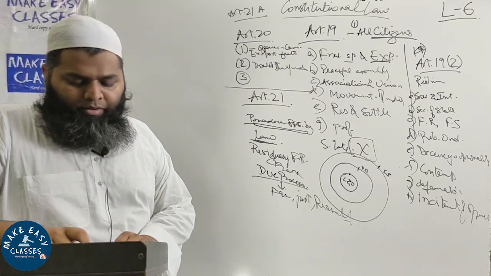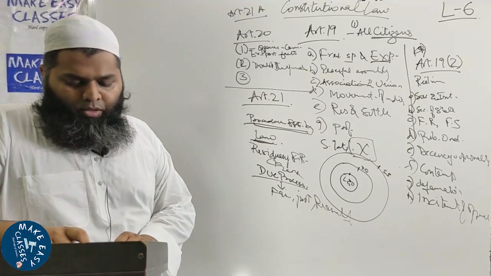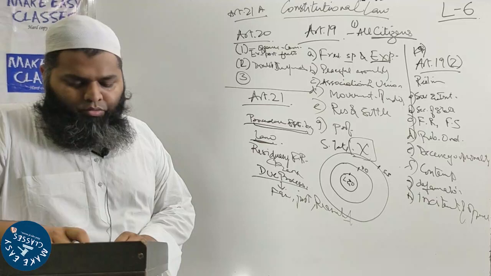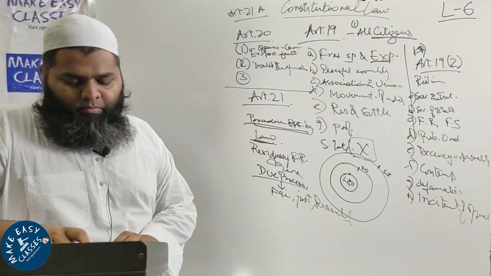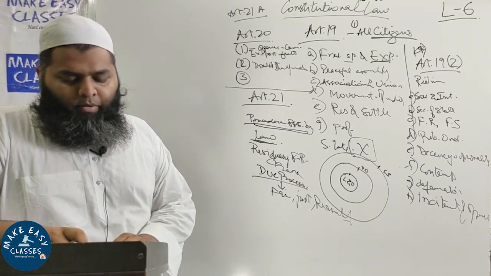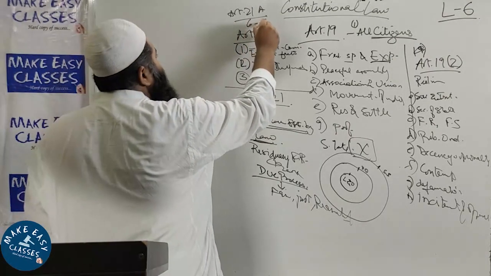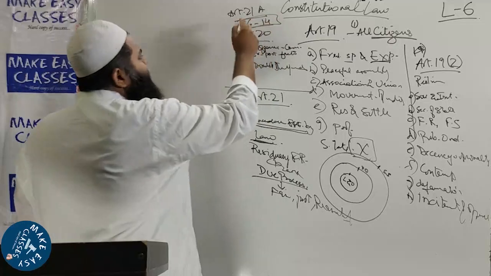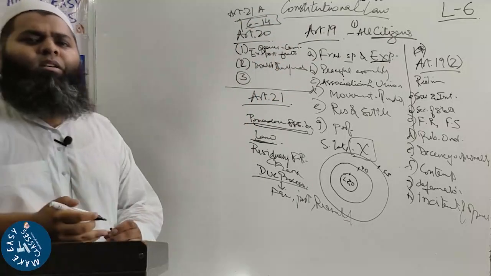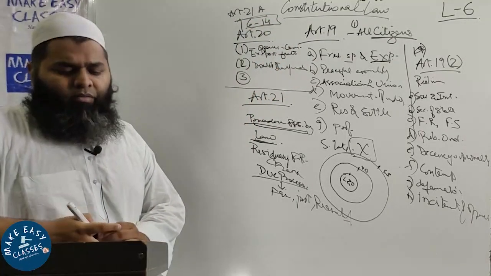The state shall provide free and compulsory education to all the children of the age of 6 to 14 years in such manner as the state may by law determine. मतलब स्टेट जो है वो 6 से लेके 14 साल तक के बच्चों को फ्री एजुकेशन प्रोवाइड करेगा. This is basically what Article 21 clause A says.